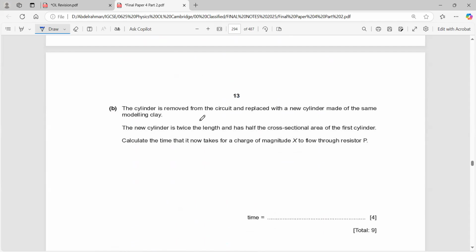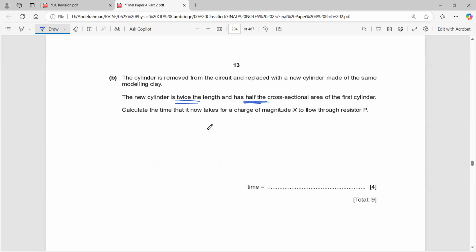The cylinder is now removed from the circuit and replaced with a new cylinder made from the same modeling clay. The new cylinder is twice the length and half the cross-sectional area. Calculate the time it now takes for the charge to move through resistor P.